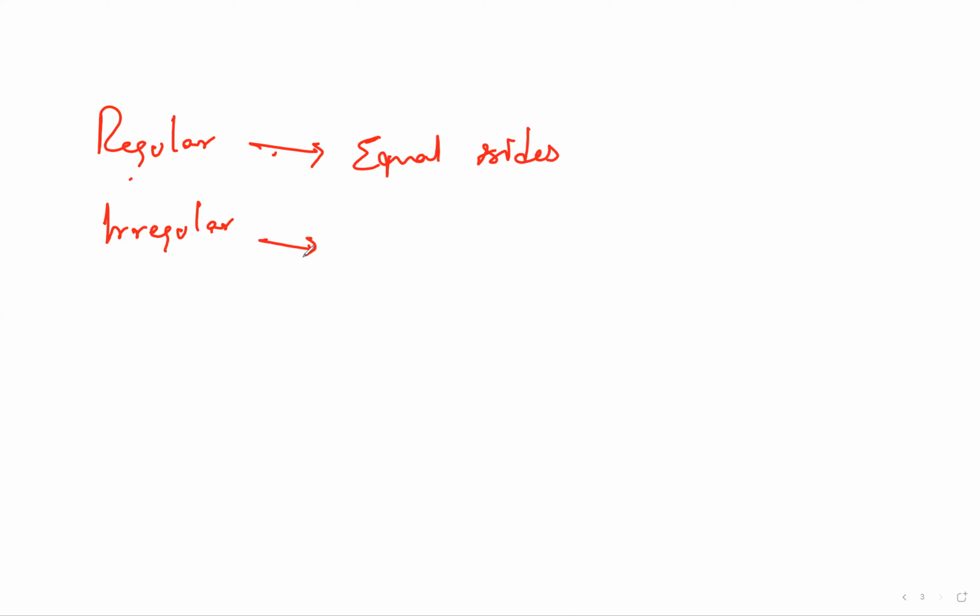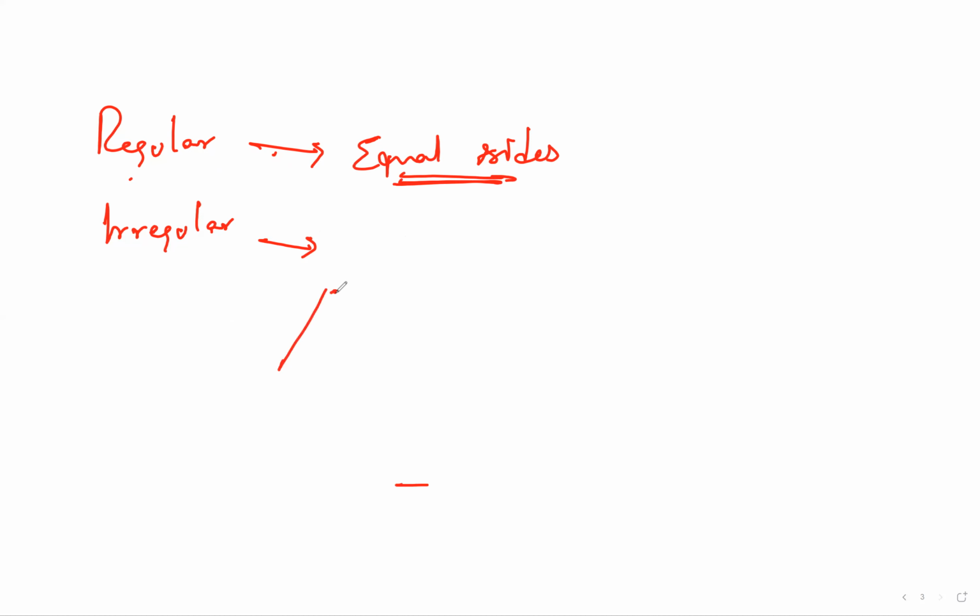Now the other two types of polygons are regular polygon and irregular polygon. What are regular polygons? Polygons which have equal sides. Understood? They are called regular polygons. Equal sides means the measure of each side, the dimension of each side, should be equal. Then those are called regular polygons. And what are irregular polygons? Irregular polygons are the polygons which have unequal sides.